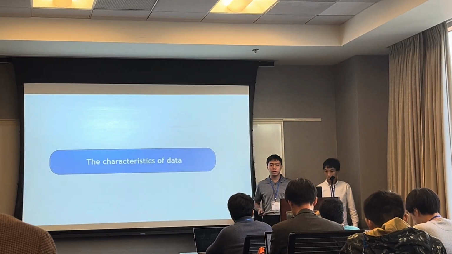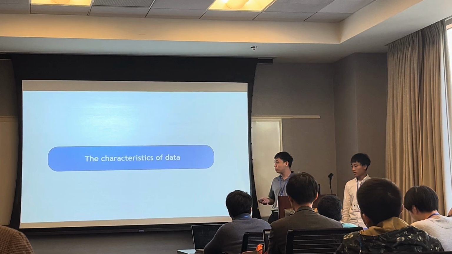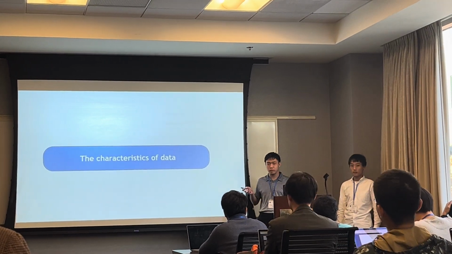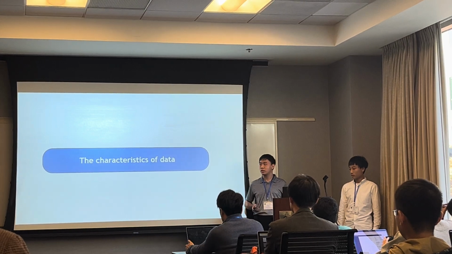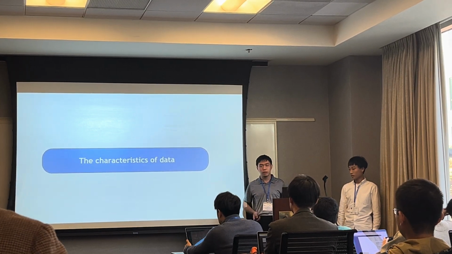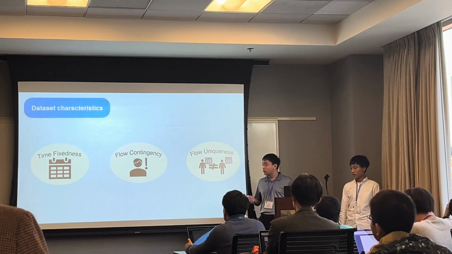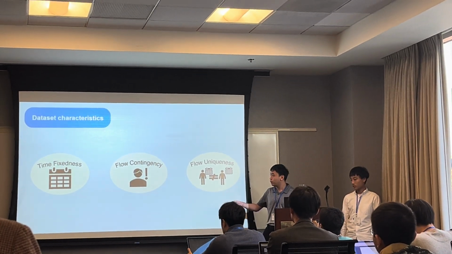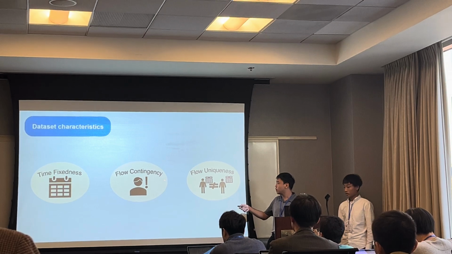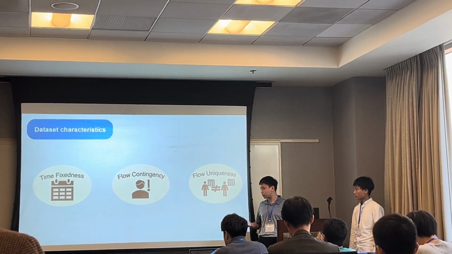Okay, so I'm HuMob, and I'm going to talk about the characteristics of the data. After our analysis and observation, we found there are some characteristics of this data. The human mobility data have three major characteristics, which are time fixedness, flow contingency, and flow uniqueness.